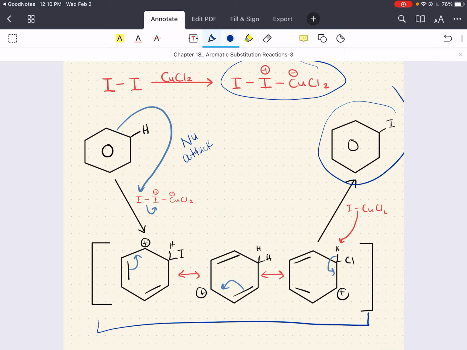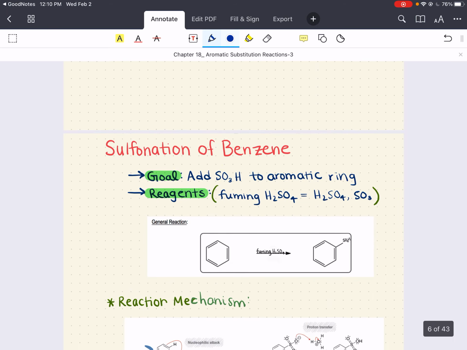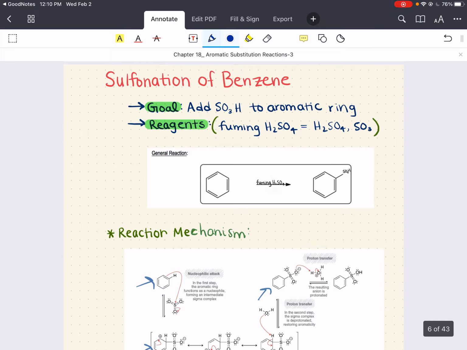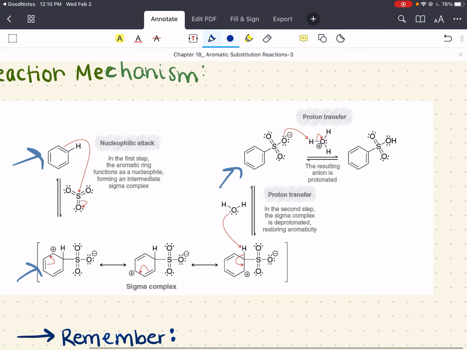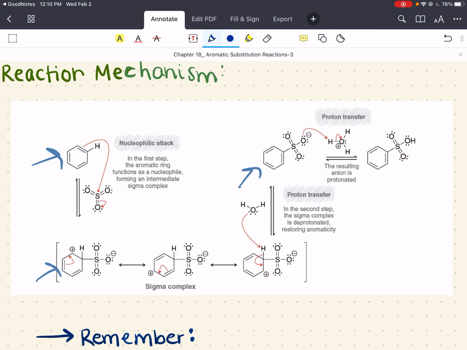Now, the next reaction we want to cover is sulfonation of benzene. All right, when benzene is treated with fuming sulfuric acid, you get to add sulfur trioxide to your benzene ring. Now, the reaction mechanism for this involves a nucleophilic attack and a proton transfer. Again, this sounds super familiar, right?